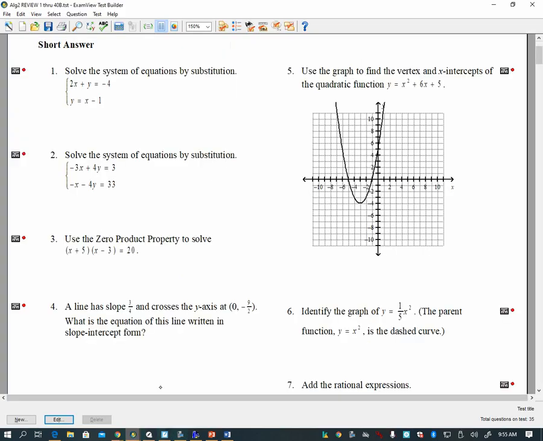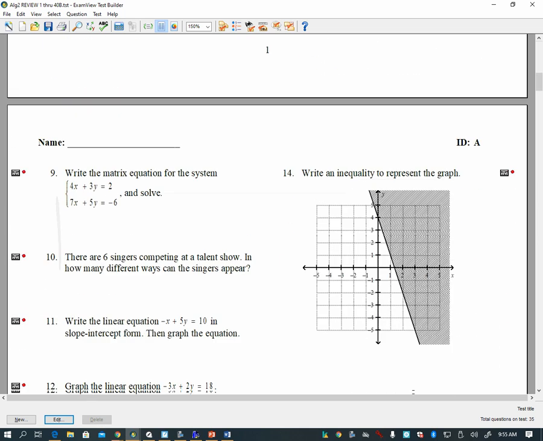Hopefully, if everything's working, you guys can hear that this is Algebra 2, review for test 1 through 40. This would be part 1 of that. Okay, so the first most missed question on our review was number 13.